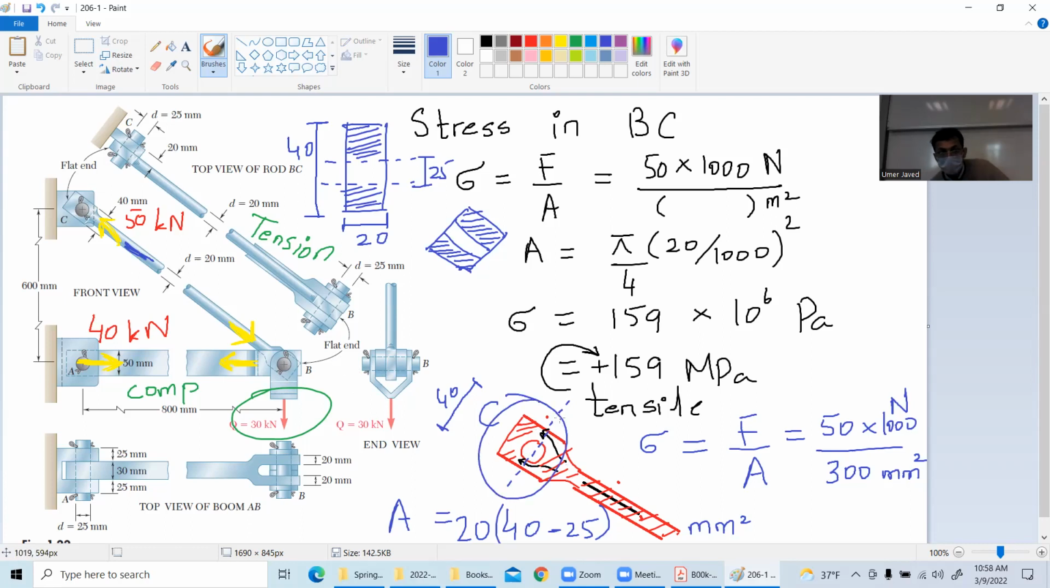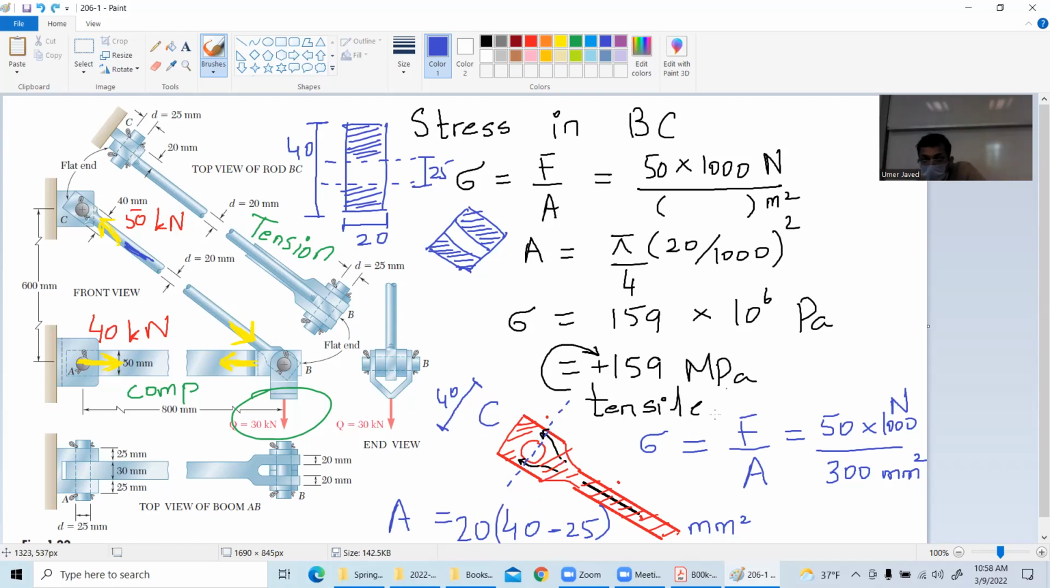It goes here. So for me, the critical section appears to be right this portion. So that's why I draw a line right here. And that's why I'm focusing on this portion and this portion, because I'm afraid that if the structure has to fail, probably it will fail here.